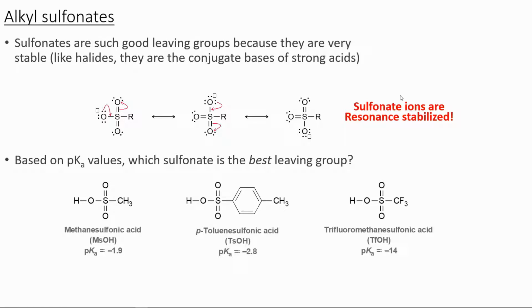All 3 oxygens can stabilize that negative charge, and we can draw different resonance structures. The pKa values for the corresponding acids for these molecules are all very low. So these are very strong acids, which makes them relatively good leaving groups.